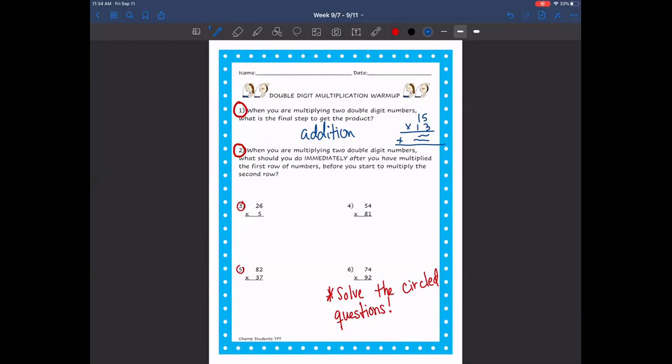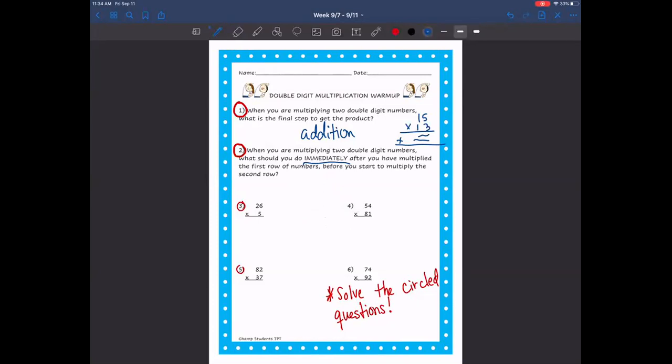So yes, addition. Number 2 says, when you are multiplying two double-digit numbers, what should you do immediately after you have multiplied the first row of numbers before you start to multiply the second row? Put a 0. Yes, you're going to put a 0. So like 15 times 13, I multiply this first part, I put in a 0, multiply the second, add it up. Okay, any questions on those first two? No. Should know how to do that.